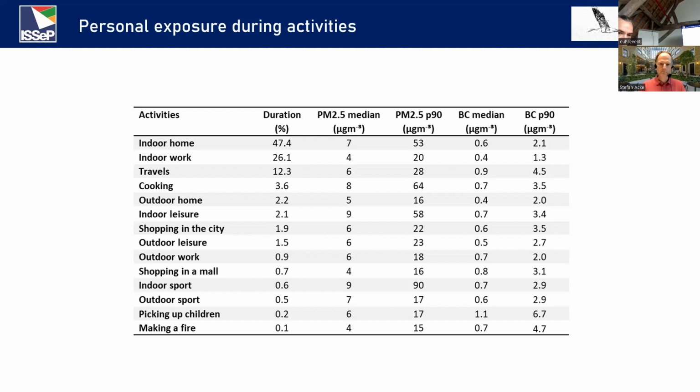We can see that people spend most of their time inside, at home or at work, and in daily travel, with concentrations of 7 micrograms, 4 and 6 micrograms. But it's during outdoor activities, like outdoor leisure or outdoor sport, that the concentrations were the highest, with 9 micrograms per cubic meter for outdoor leisure, and also for outdoor sport. It's also during these activities that the maximum concentrations were recorded, with notably 64.90 for outdoor sport.